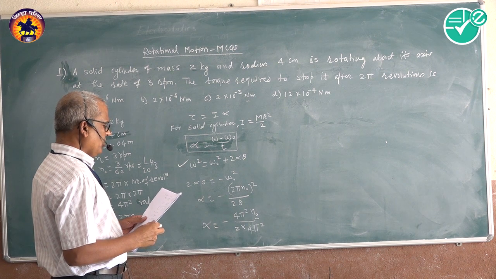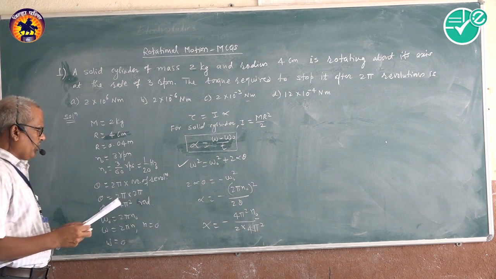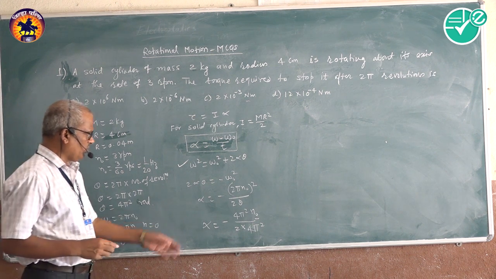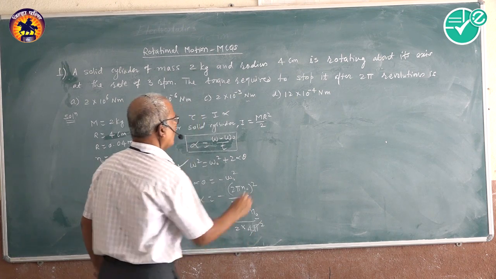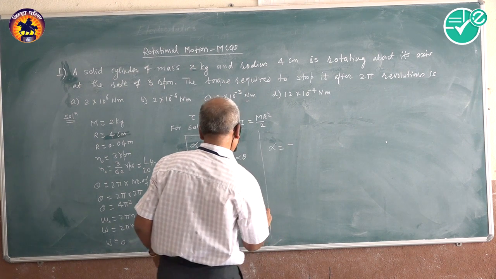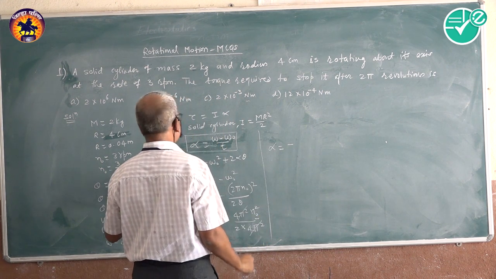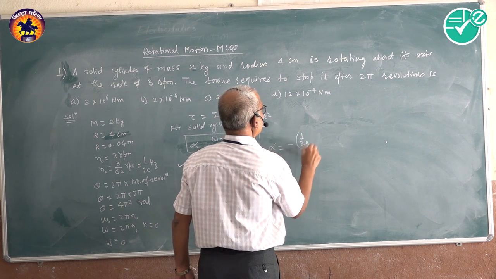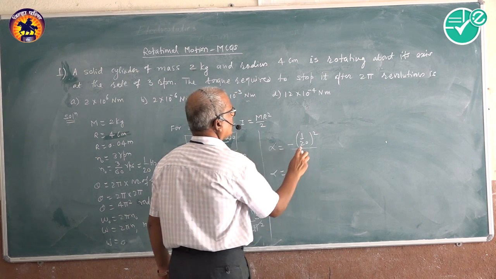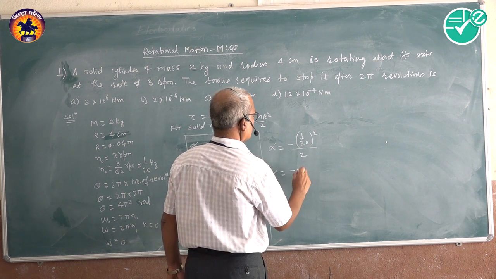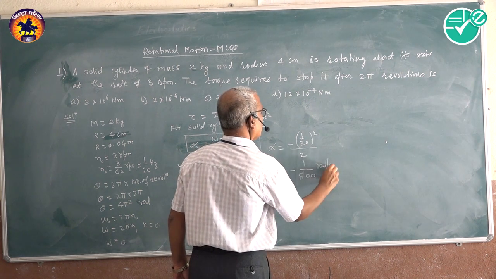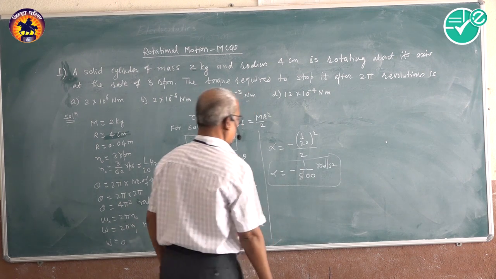So this gets cancelled. Now alpha is equal to minus n0 square divided by 2. What is the value of n0? That is 1 upon 20, square, divided by 2. So it becomes minus 1 by 400 into 2, so minus 1 upon 800. That is the value of alpha, in rad per second square.